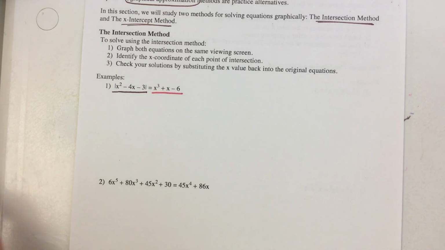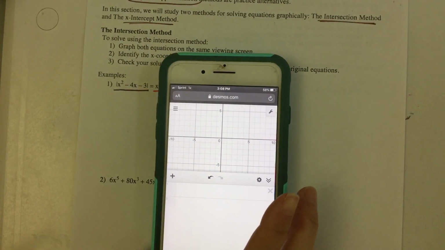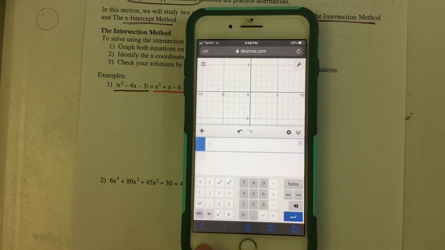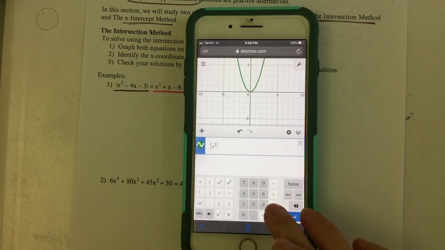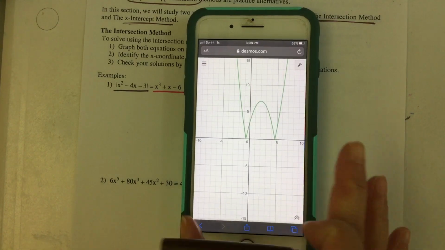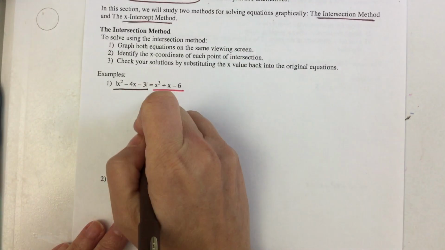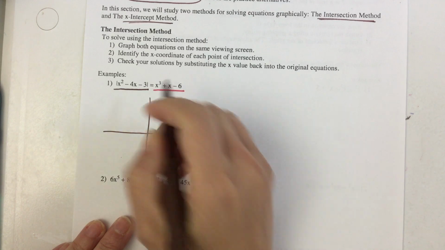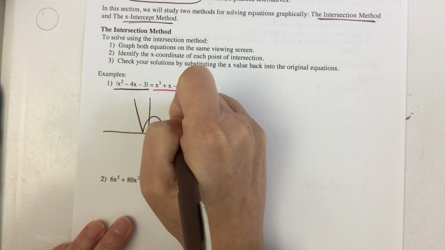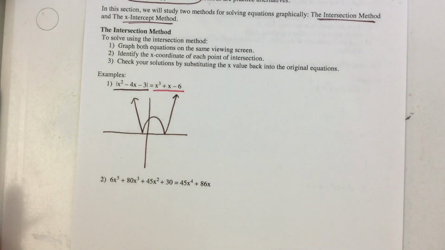So let's go ahead and do that on Desmos.com. For the first side of the equation, to get absolute value, remember that's right above ABC. So it's the absolute value of x squared minus 4x minus 3. To close your absolute value, you have to make sure you tap that again. So I'm going to start off and sketch what I have here. We will sketch our graphs. This kind of looks like a really funky W. So there is our first equation.